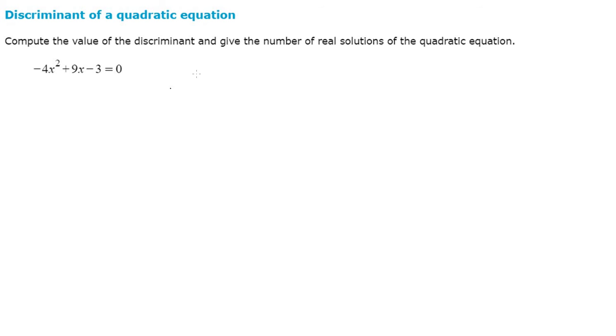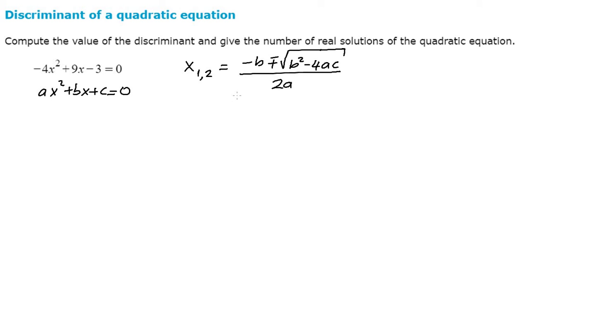A little bit of background about it. We know that the standard form of a quadratic equation is ax squared plus bx plus c equals 0. And we have the quadratic formula: x1, 2 is equal to negative b plus or minus the square root of b squared minus 4ac, all under the square root sign, divided by 2 times a.